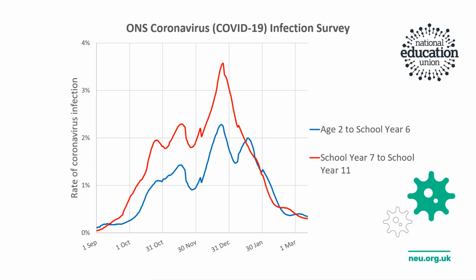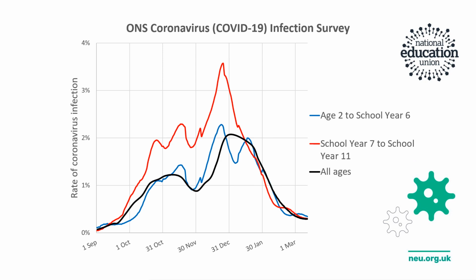If we look at the school age reporting that we get from the Office of National Statistics, it's important to say that this is reporting from a random survey, so it doesn't depend on children having symptoms, and it shows that there's continued to be a decline in school-age pupils, but that decline has really moderated across the last week.